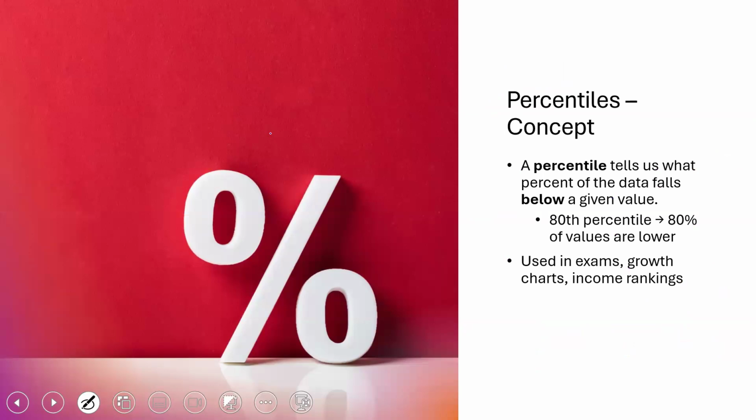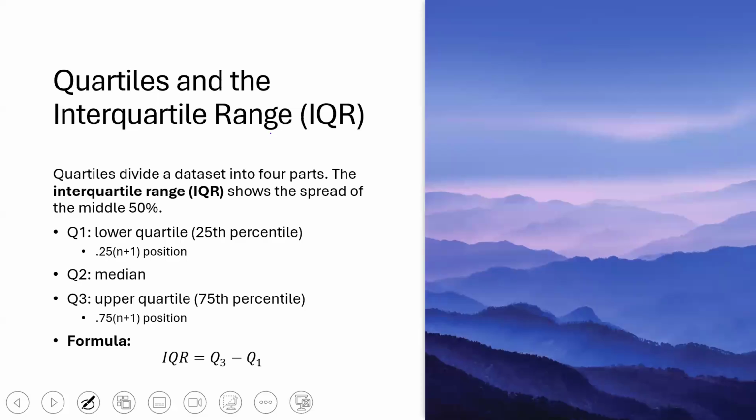Another common way to express relative standing is the percentile. A percentile tells you what percentage of values fall below a given number. For example, if you're in the 85th percentile for income, that means you earn more than 85% of people. This is how baby growth charts work. If a baby is in the 40th percentile for height, they're taller than 40% of babies their age. Percentiles are useful when comparing positions in skewed or uneven distributions like salaries or test scores.